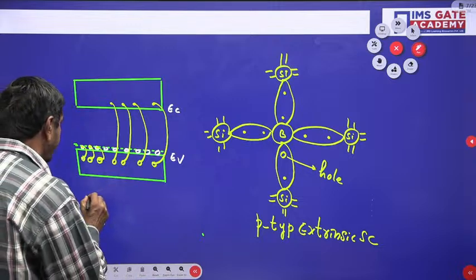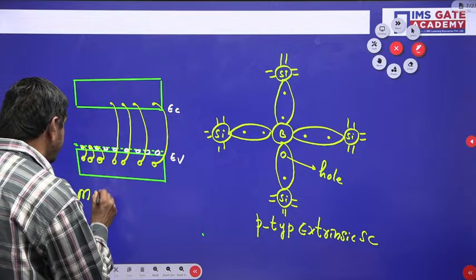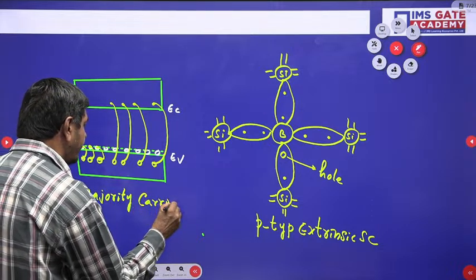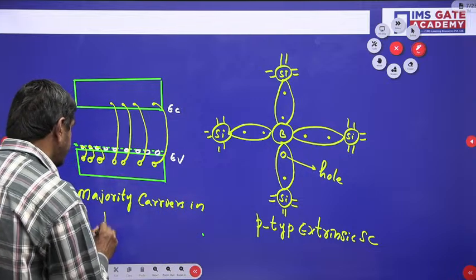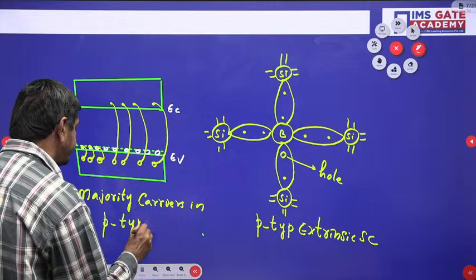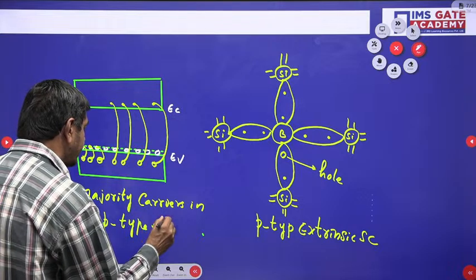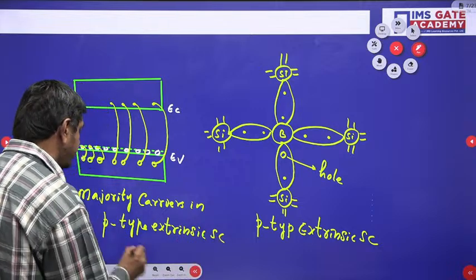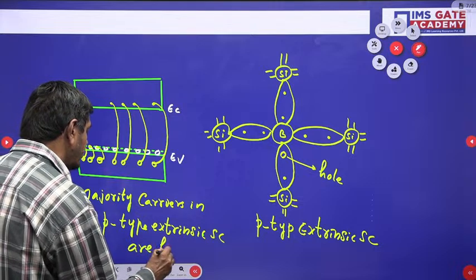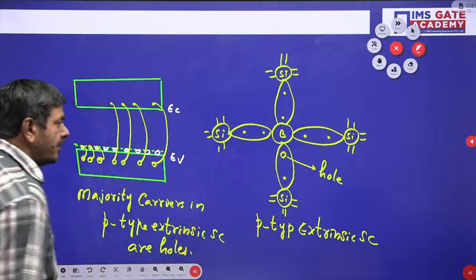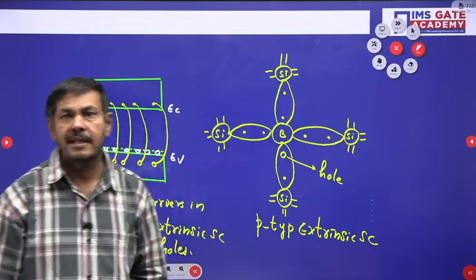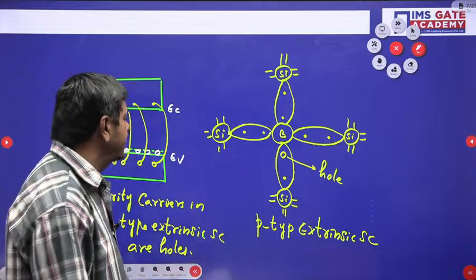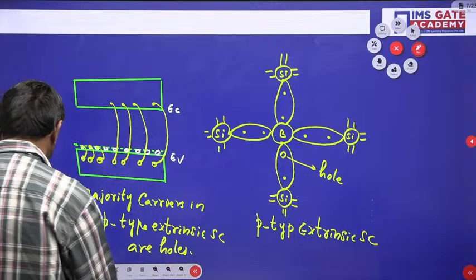That's why we can write that the majority carriers in the p-type extrinsic semiconductor are holes. And what about the electrons? They become minority carriers only. But how can we find the concentration of the holes in the p-type extrinsic semiconductor? That I will discuss now.